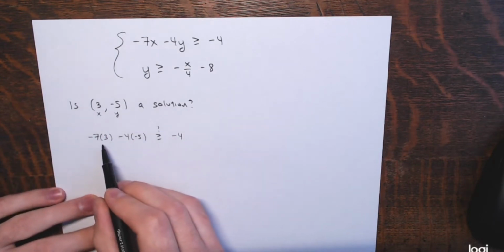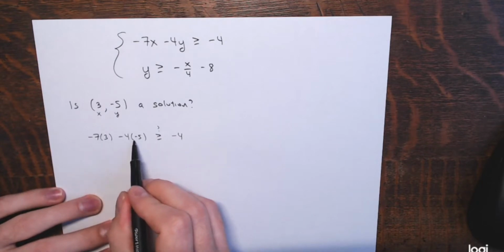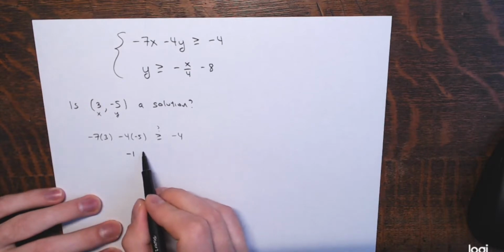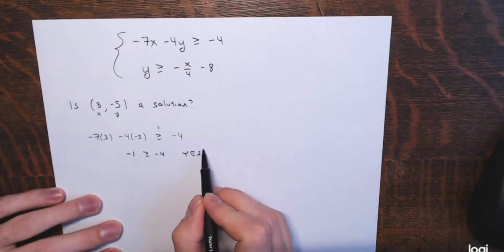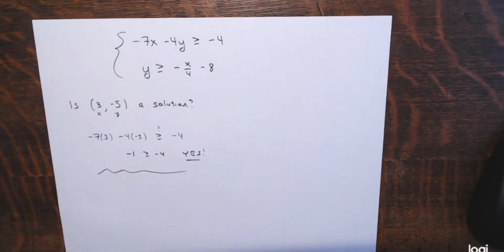Well, this would be negative 21 plus 20, which would be negative 1. And is that greater than or equal to negative 4? Yes, it's greater than negative 4. All right, so good on that, but we're not done. Now, if the answer was no, then I would stop and say, no, it's not a solution of the system. It has to satisfy every single one.